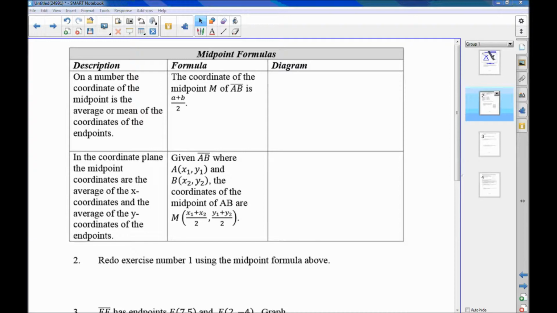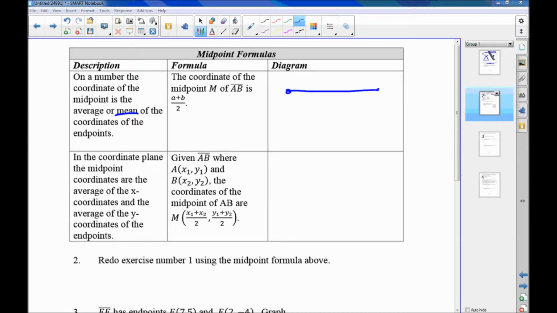All right. So description, on the number line, the coordinate of the midpoint is the average, or the arithmetic mean, of the coordinates of the endpoints. So the coordinate of the midpoint M of AB is (A + B) divided by 2. So A plus B divided by 2.